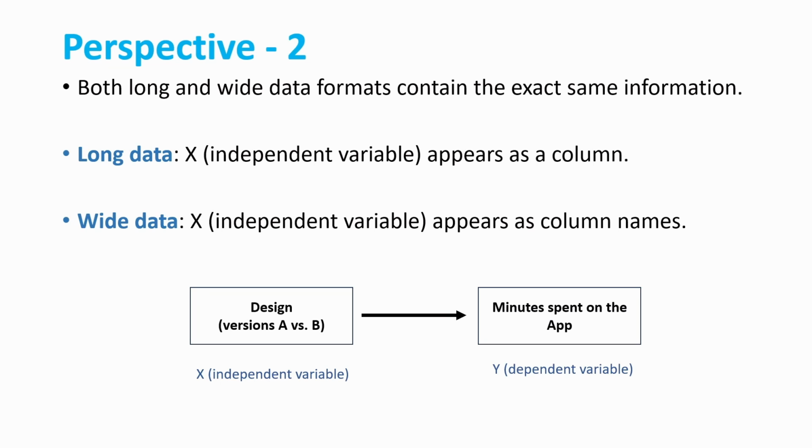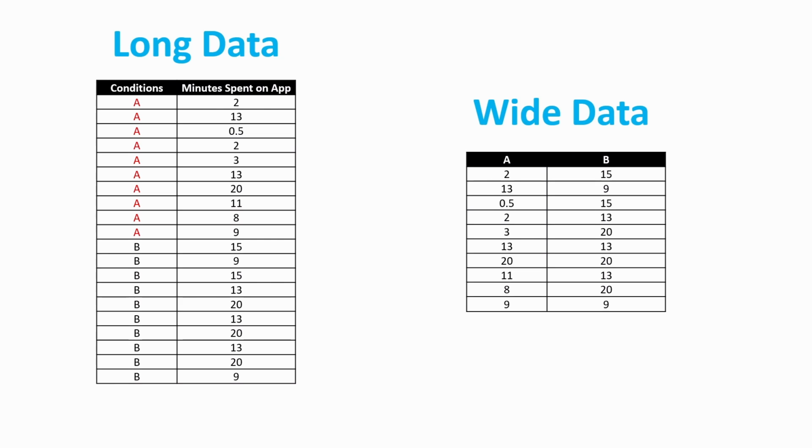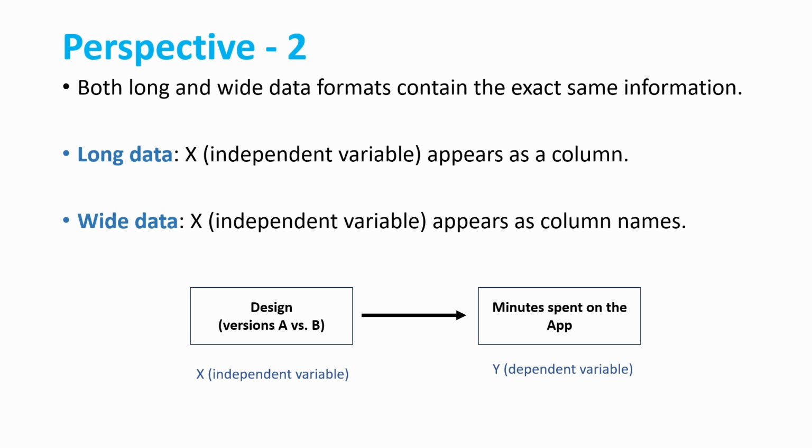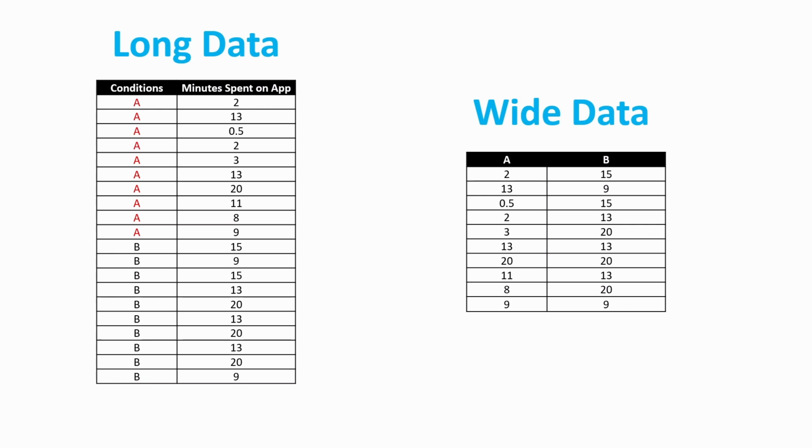As you can see, for the long data format, the first column, namely the condition, is an independent variable. So in the long data format, the independent variable appears as a single column. In contrast, for the wide data, the X, namely the independent variable, appears as column names. That's another perspective. The second perspective is that in the long data format, X appears as one column, and in the wide data format, X appears as column names. So there are two perspectives to look at long versus wide data.